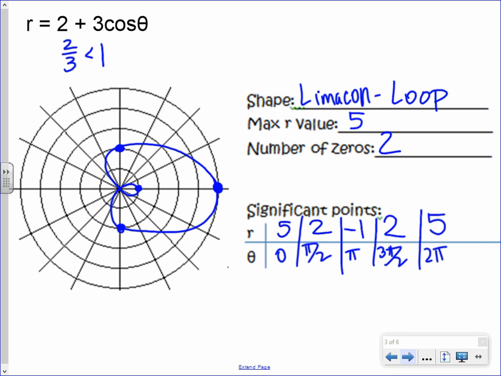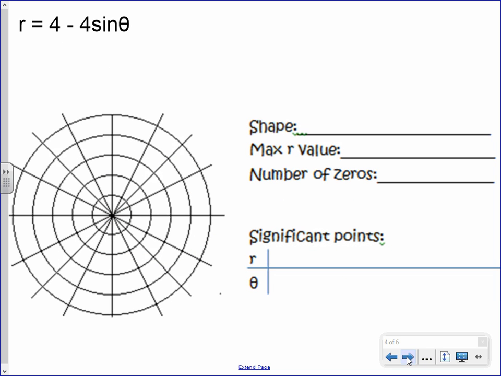Some of us are still getting kind of organized. I'm going to put our next one on the board. Go ahead and get organized. And as you're getting organized, I want you to discuss the shape and, quote unquote, direction this limacon is going to be.